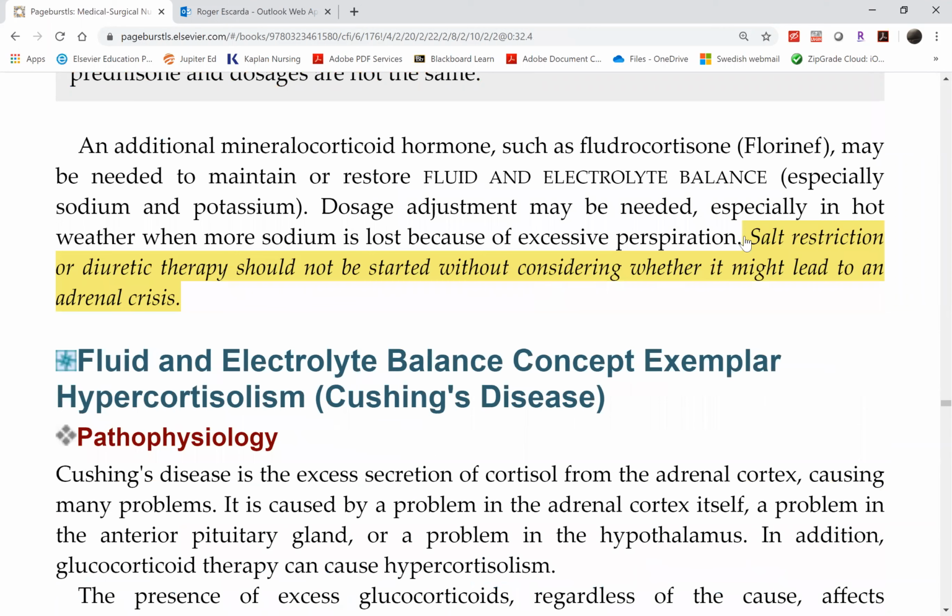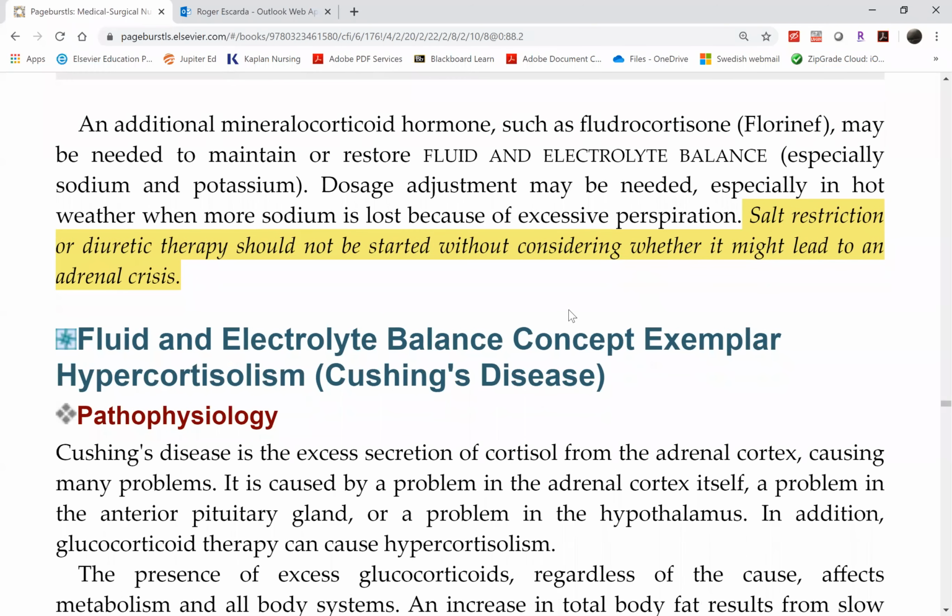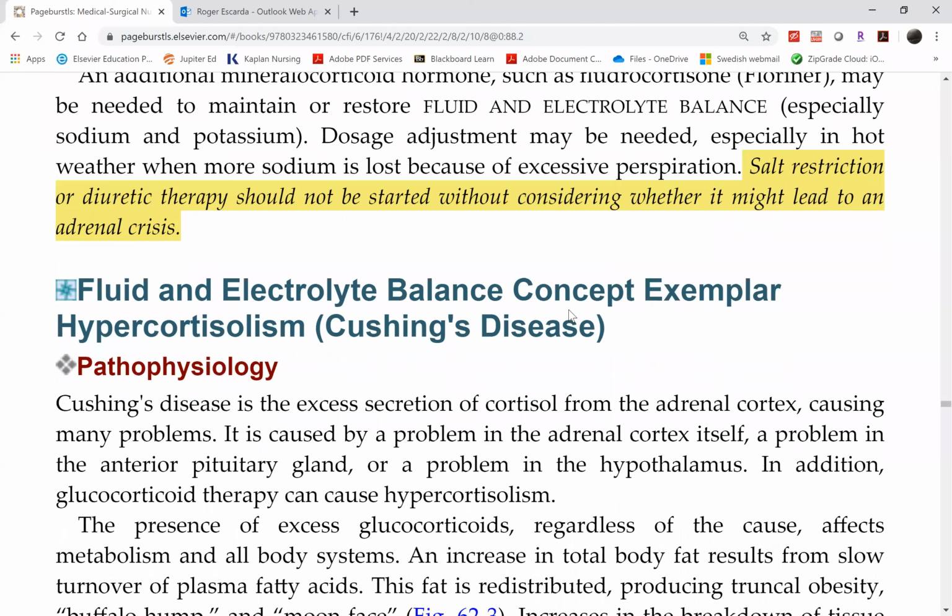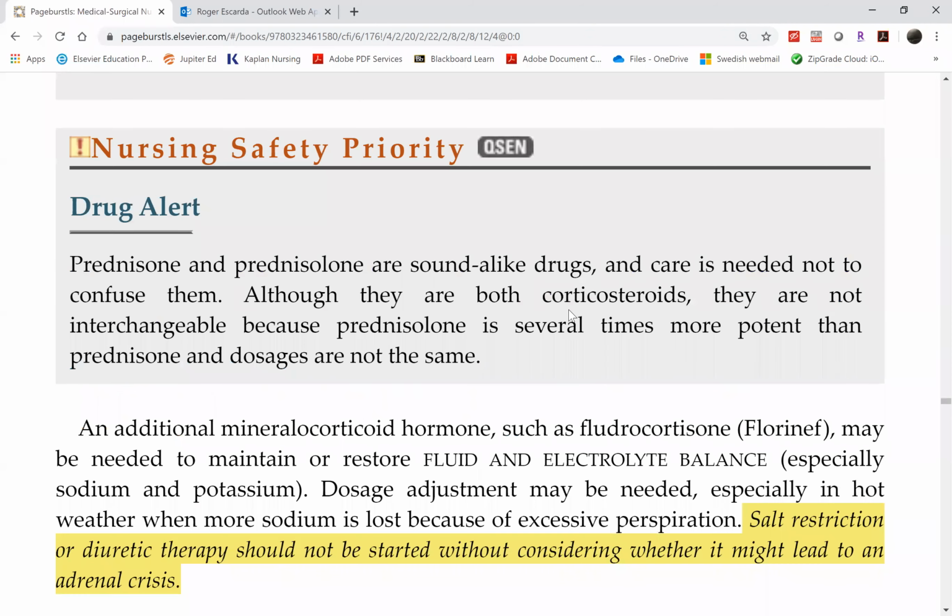Please read this highlighted section, or even if I didn't highlight it, it's italicized. That means it's very testable material. So this just says that salt restriction or diuretic therapy should not be started, because again, you may trigger a crisis when doing that. Any question on Addison's disease before I proceed with Cushing's?